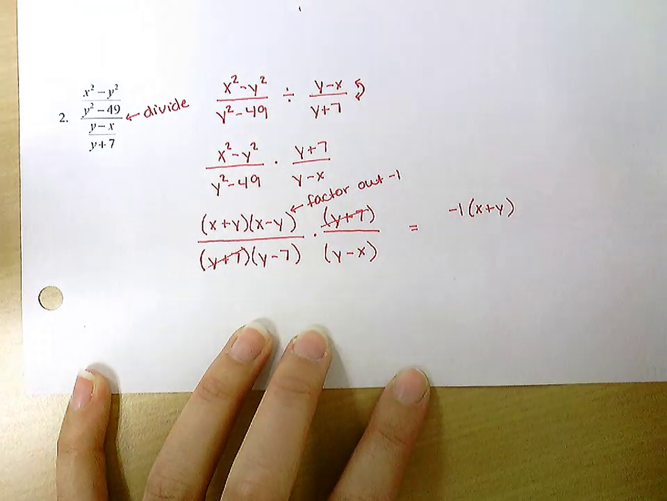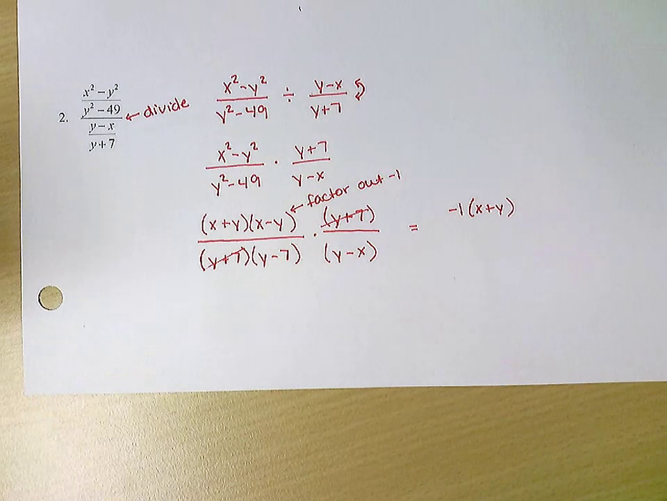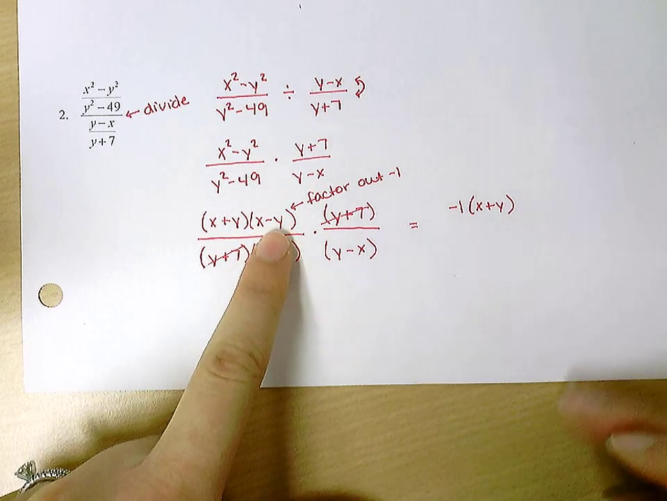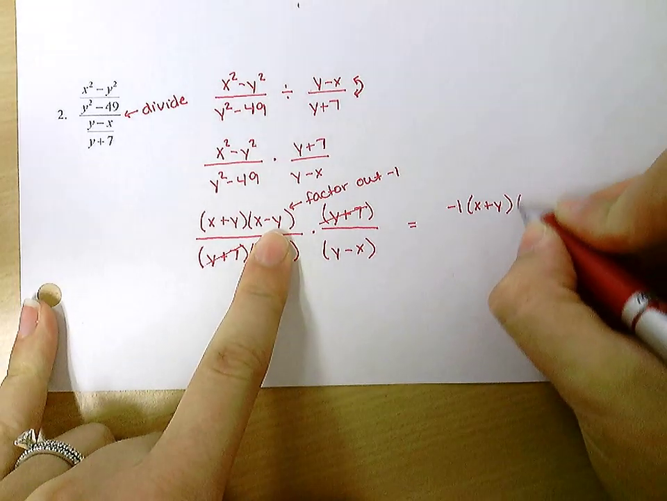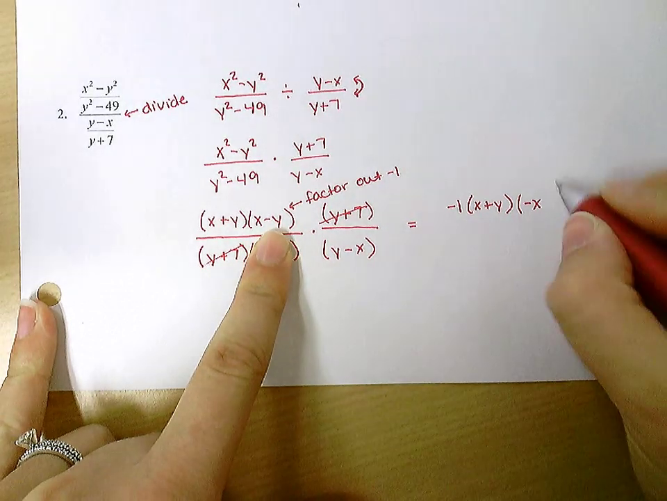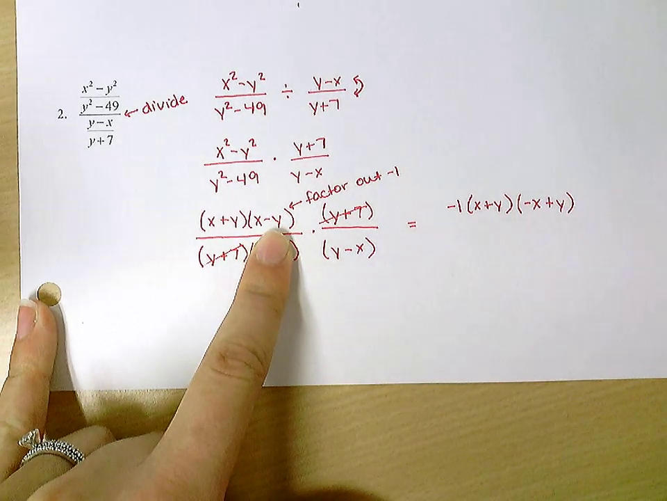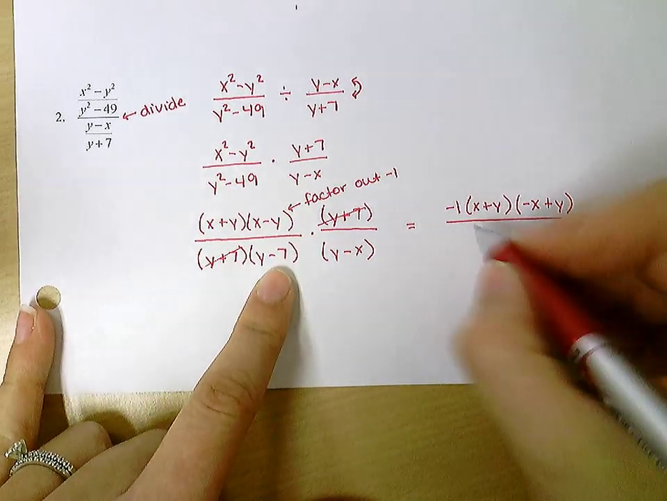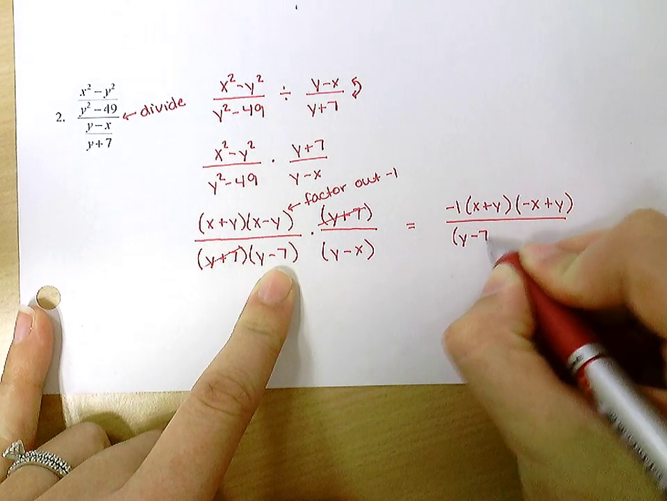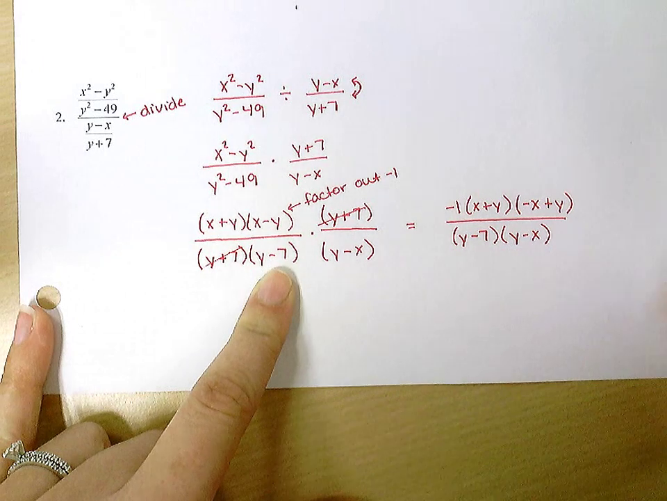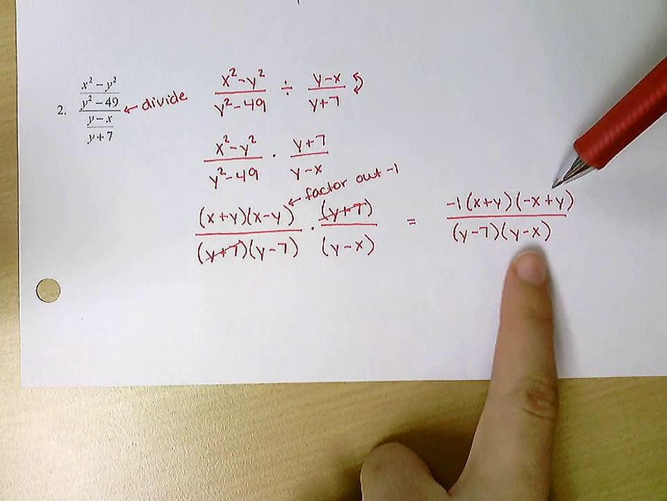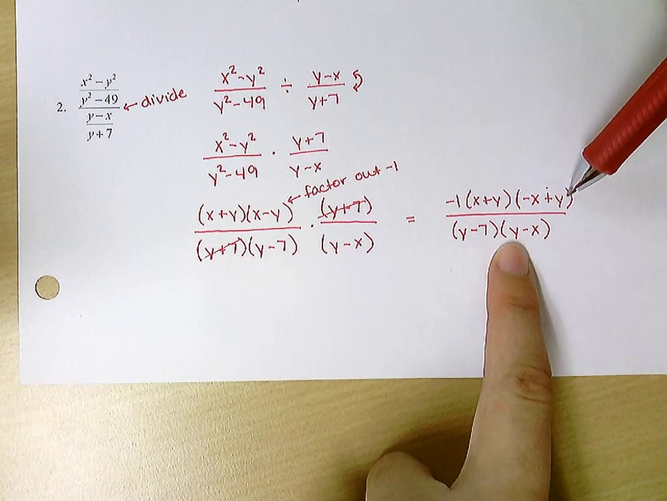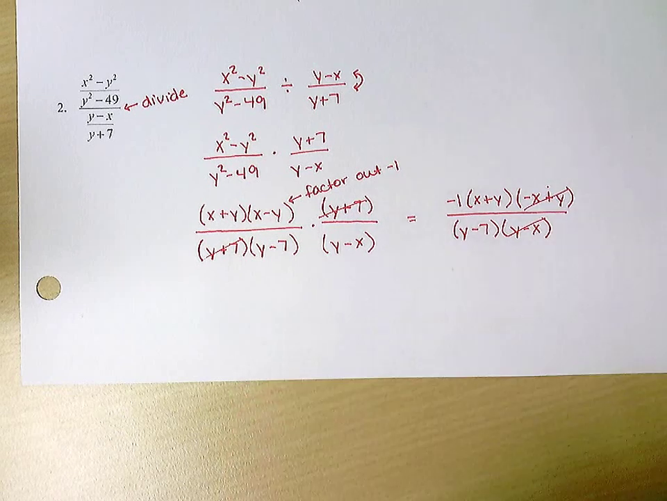I still have x plus y because I didn't factor it out of that first quantity, but I'm factoring it out of this quantity. So that means I need to change the signs for both of those terms. Okay, so negative x plus y instead. Okay, then that's over what I have remaining here. That is y minus 7 and y minus x. Now if I look at these two, now both of my x's are negative and both of my y's are positive. So now those can cancel each other out.